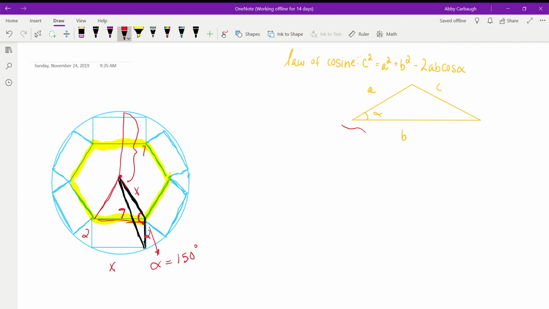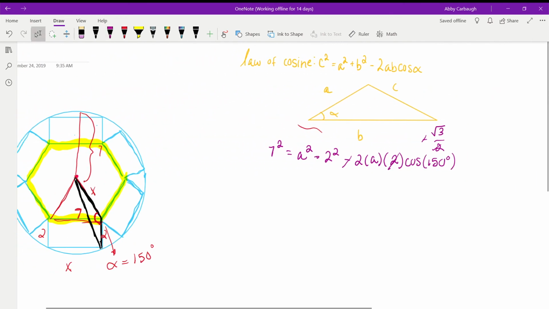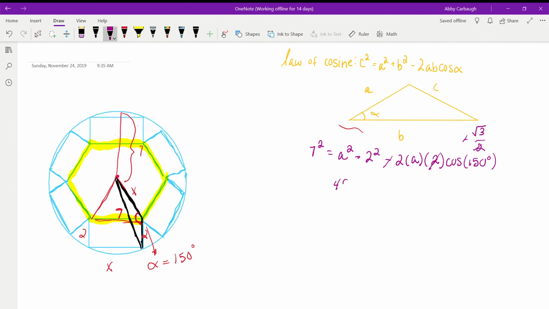So once we plug everything in, we get 7 squared equals a squared plus 2 squared minus 2 times a times 2 cosine of 150 degrees. So then we know that the cosine of 150 degrees is minus square root 3 over 2, which means that one of these 2's will cancel and the minuses will cancel and make it a plus. So, we have 49 equals a squared plus 4 plus 2a square root of 3.